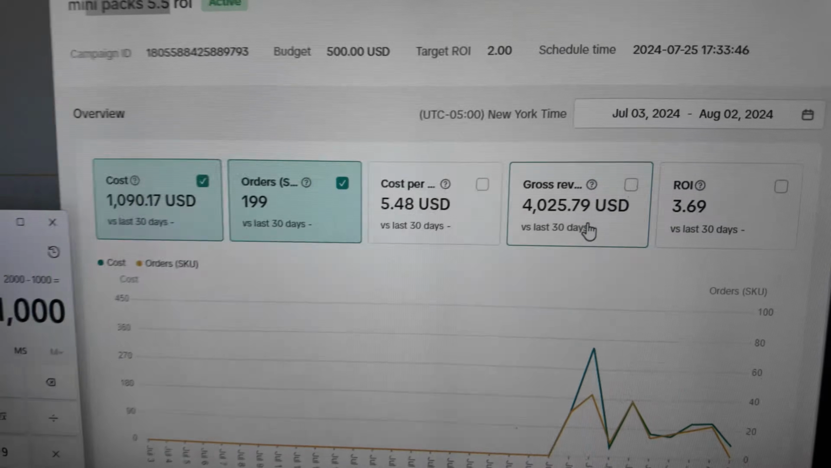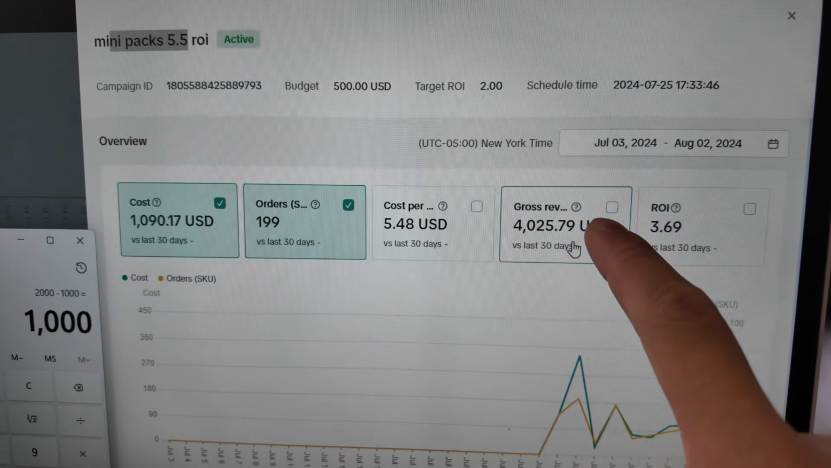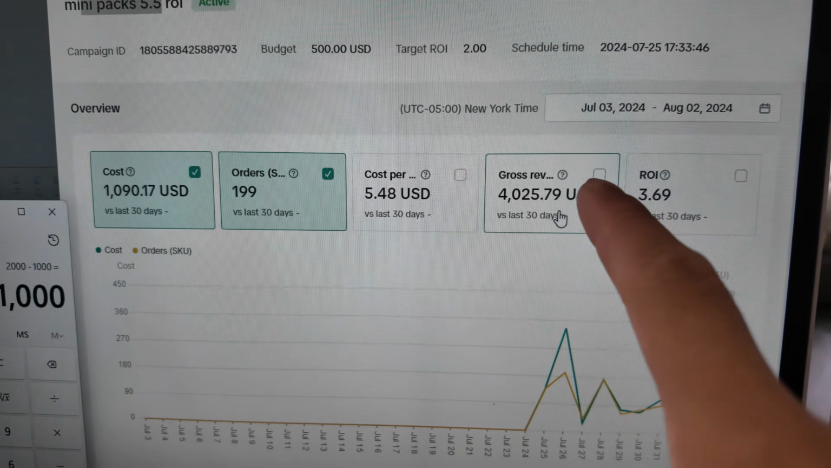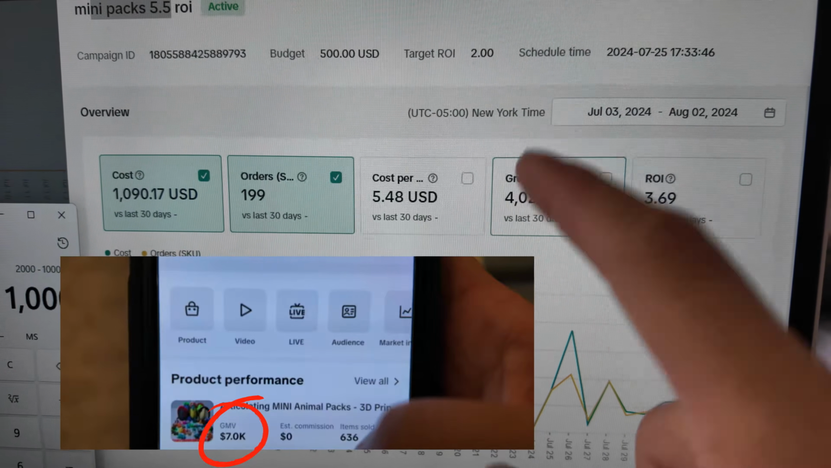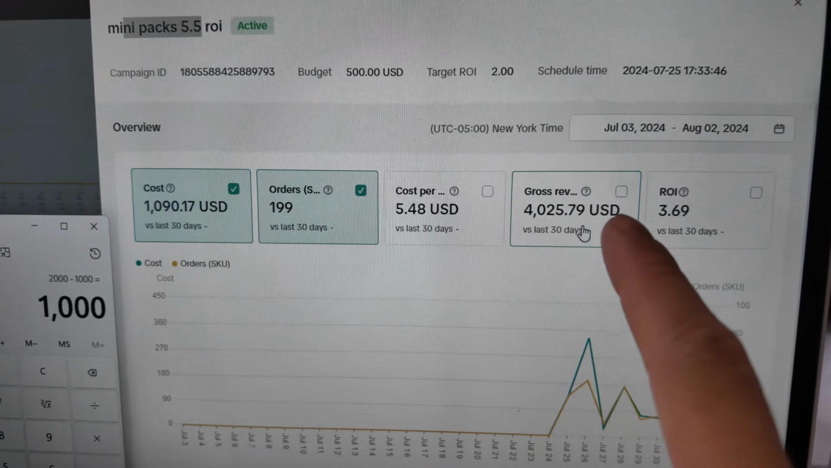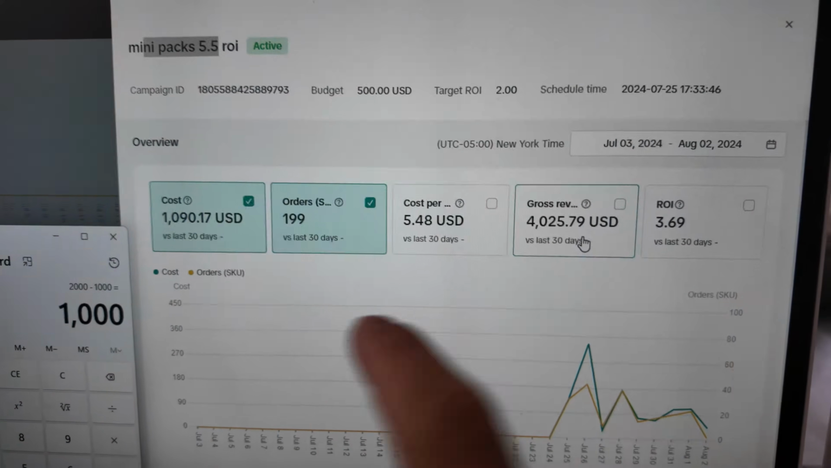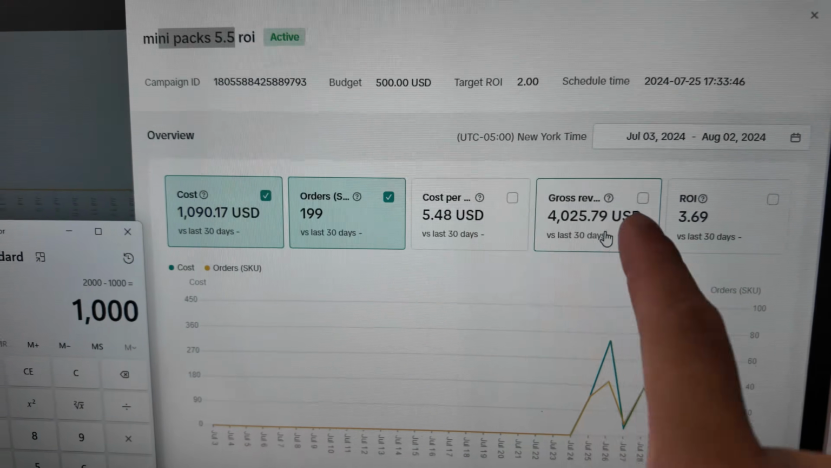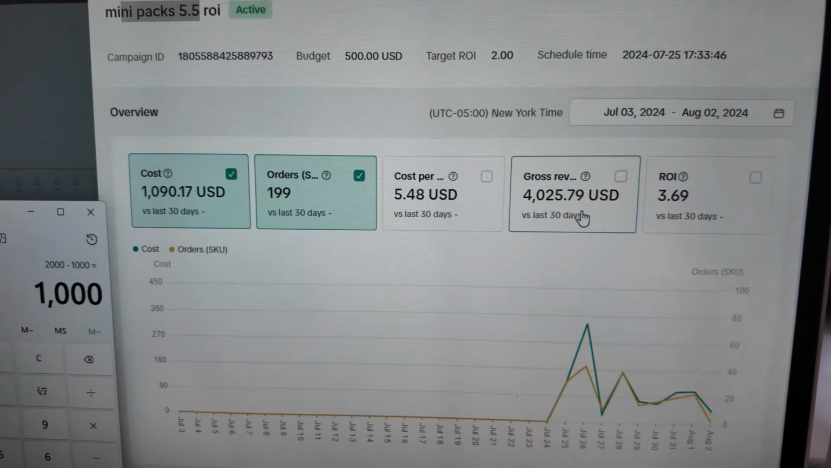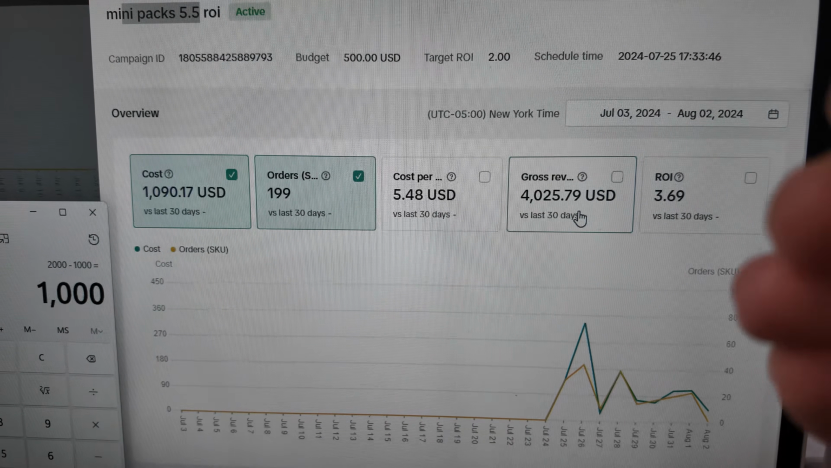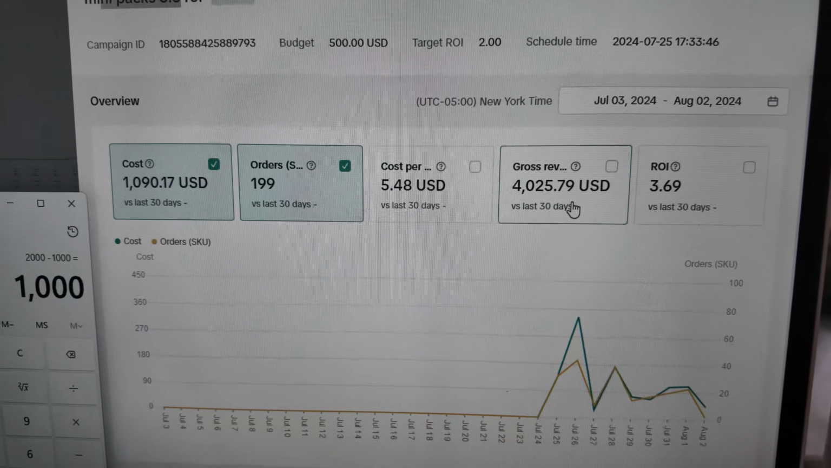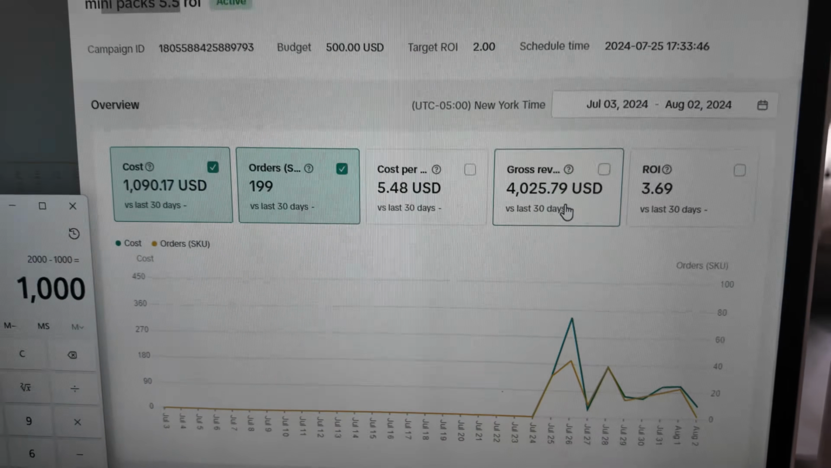And so if you notice here, my gross revenue here is $4,000. I've made north of $7,000 in gross sales just on TikTok with this product. So this advertising spend doesn't show the whole picture, because it only shows you a portion of what sales came from advertising. The other $3,000 came from organic sales from just TikTok Shop, organic rankings, and organic shoppable videos.